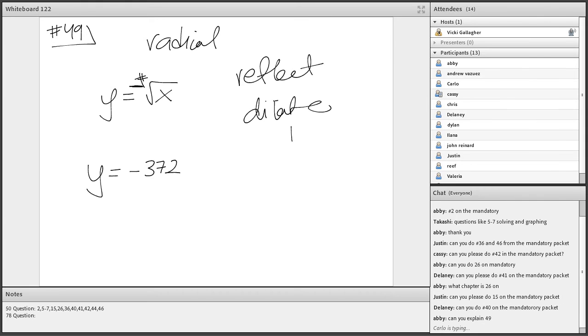And then the last thing it says is it translates to the right. And so translating to the left or the right needs to be somehow attached to the letter X.